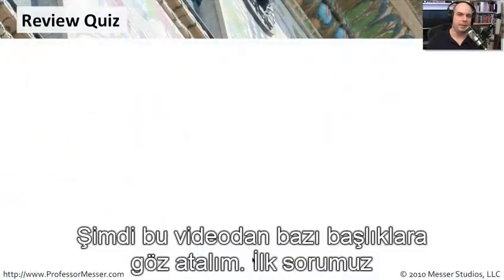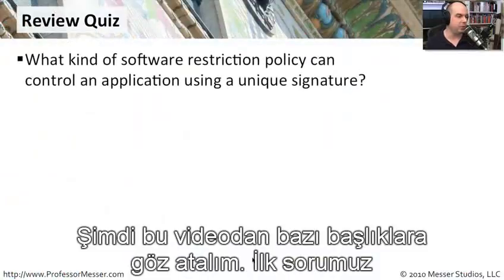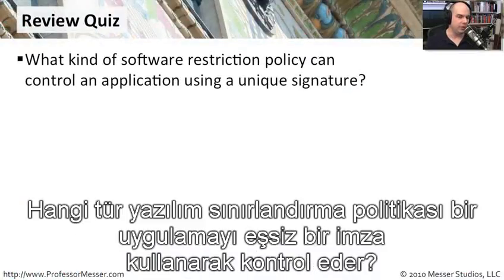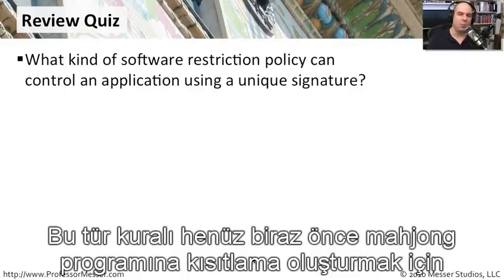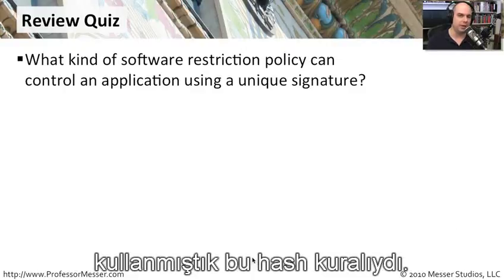Let's review some of the topics from this particular video. Our first question, what kind of software restriction policy can control an application using a unique signature? Well, that's exactly the type that we just used to be able to disallow access to the Mahjong program, and that was a hash rule.